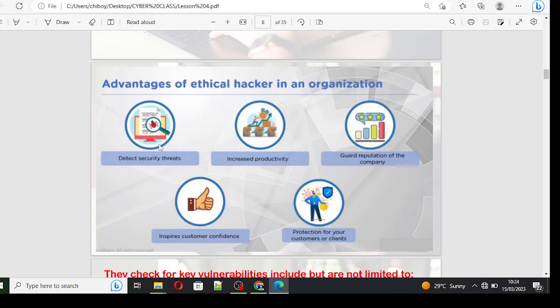Now, let me just explain this one, inspiring customer confidence. People take their money to the bank because of the security measures in the banks. If not, people would just be saving money in their homes. But they believe that there is more security in the banks, which means their money is safer in the bank, and when you want it, you have access to it. That means you are inspiring the customers' confidence. You've made them believe that they are secure, that attacks cannot come their way.